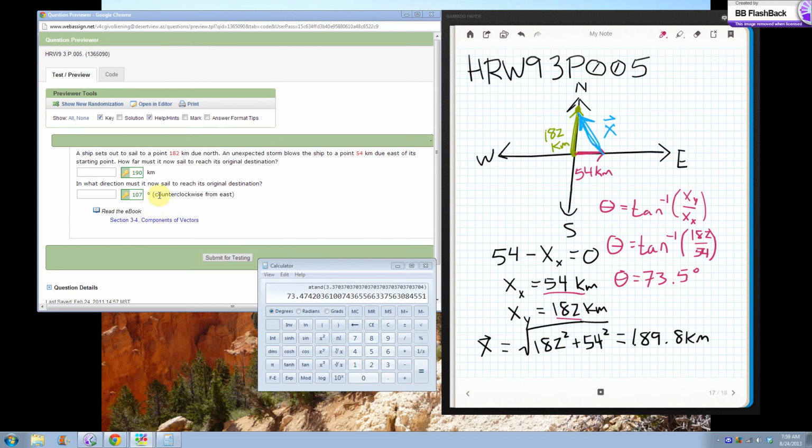They want the angle counterclockwise from east. Whenever you do an inverse tangent, it will only give you an angle to the nearest x axis, whether it's positive or negative. In this case, it's giving me this angle right here. But I don't want that angle. I want the angle counterclockwise from east. I want this angle. So I've got to take my 73.5 and subtract from 180. When I do that, I get that that angle is actually 106.5 degrees, which in my answer says 107 was the right answer, so that is correct.